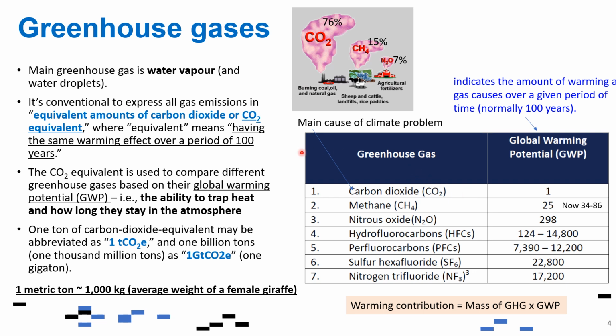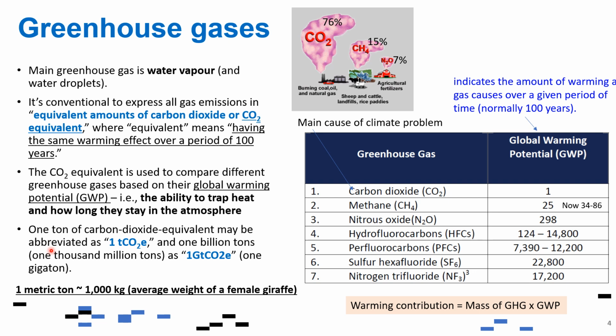Normally we express these gas emissions in equivalent amounts of carbon dioxide, or CO2 equivalent, because everything is based on CO2 as the main reference. So if the greenhouse gas is methane, we can convert its effect to CO2 equivalent by multiplying by its global warming potential. The global warming potential is the ability to trap heat and how long a specific greenhouse gas pollutant stays in the atmosphere.